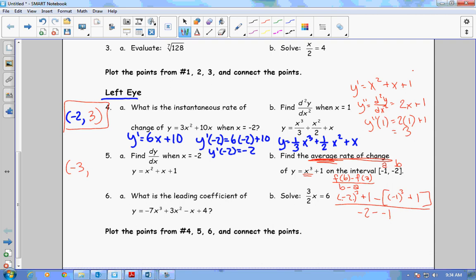This is f of b minus f of a. I put it all in parentheses because everything was being subtracted, divided by b minus a. Simplify that carefully using Please Excuse My Dear Aunt Sally, order of operations.